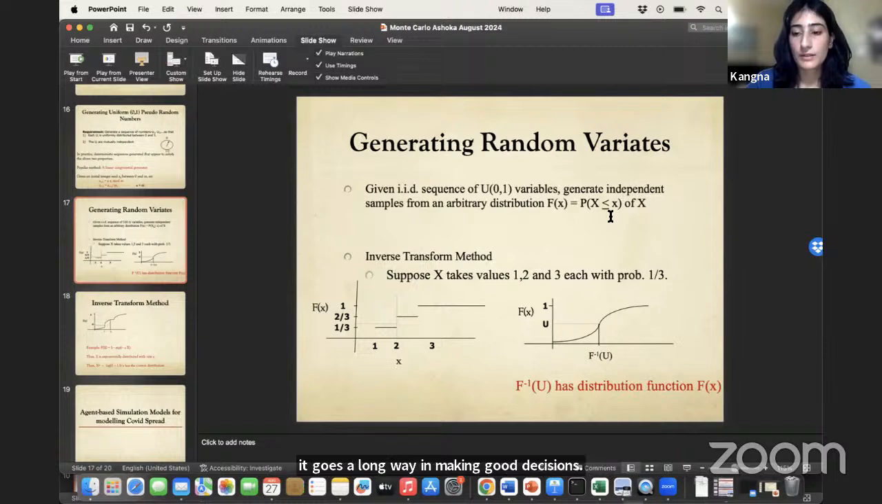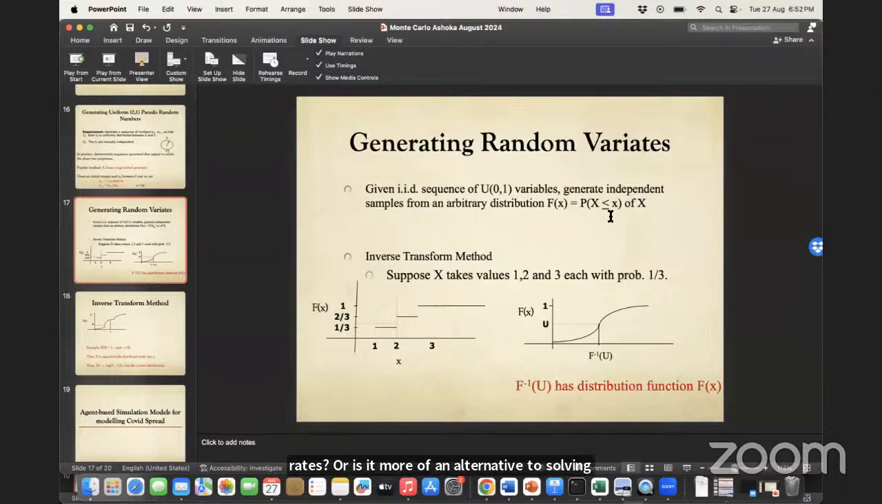The next question is, can the Monte Carlo method be used alongside differential models like SIR or SIRV with quarantines to compute probabilities such as recovery or infection rates? Or is it more of an alternative to solving differential equations, replacing methods like Euler's? It's a very nice question from somebody who's quite knowledgeable.